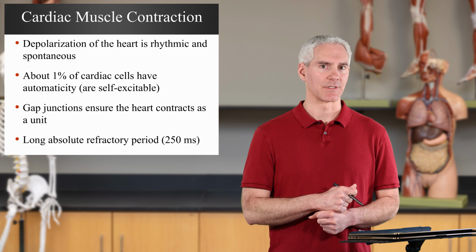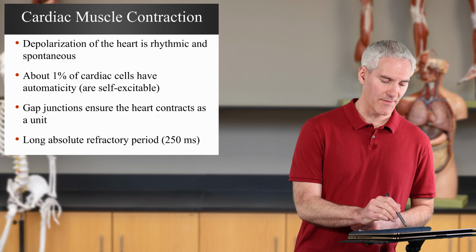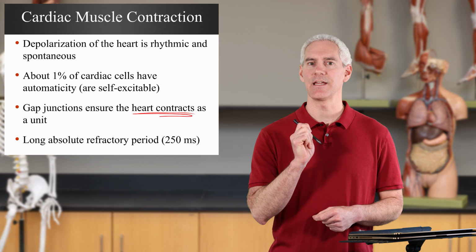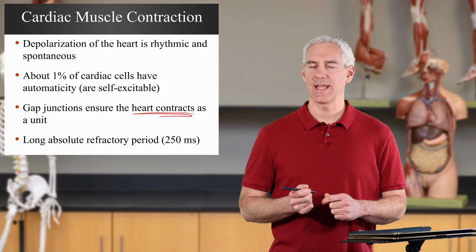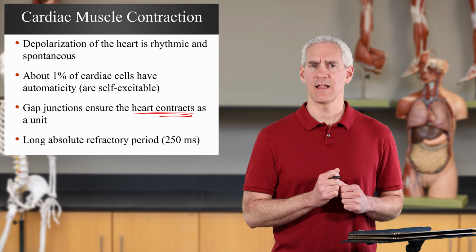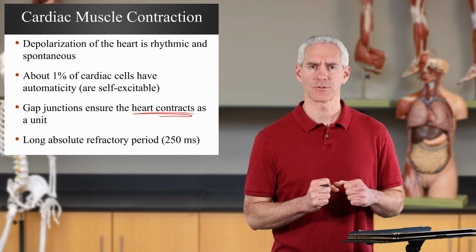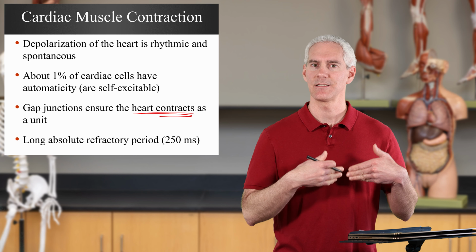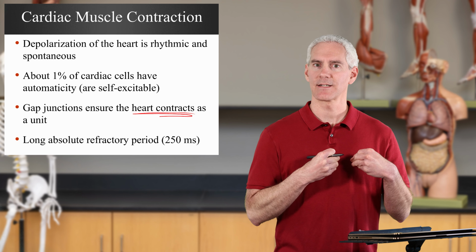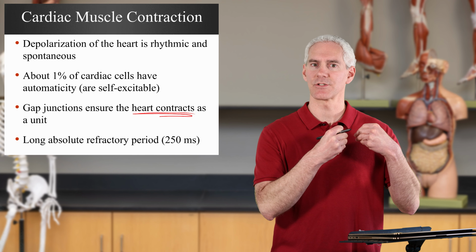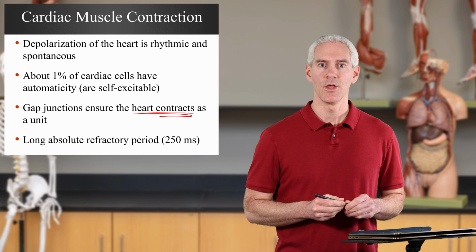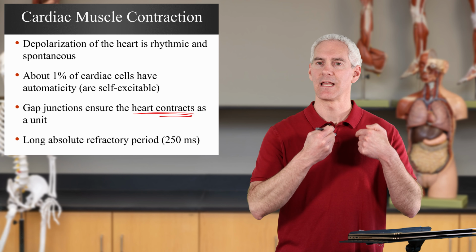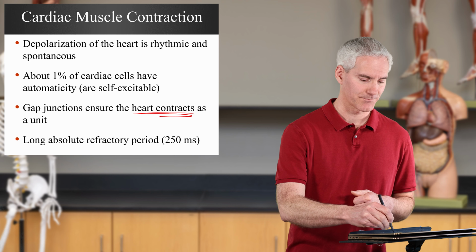And it's those gap junctions that are going to ensure that the heart contracts as a unit. Because you can't say, oh, let's do the left atrium contract and now the right ventricle contract. No, you've got to do it in series. Atria contract, ventricles contract. Atria contract, ventricles contract. You have to make sure the blood is moving forward, not backwards.